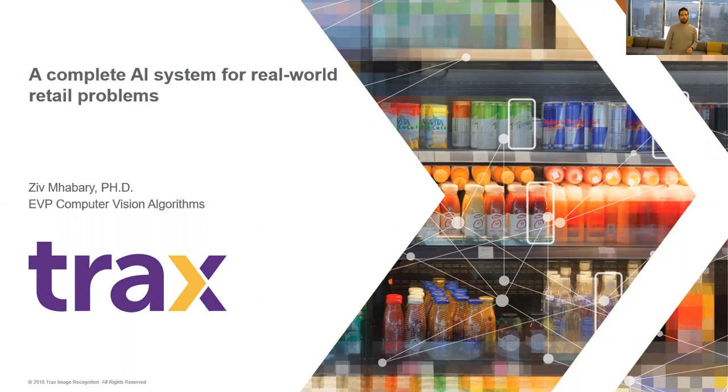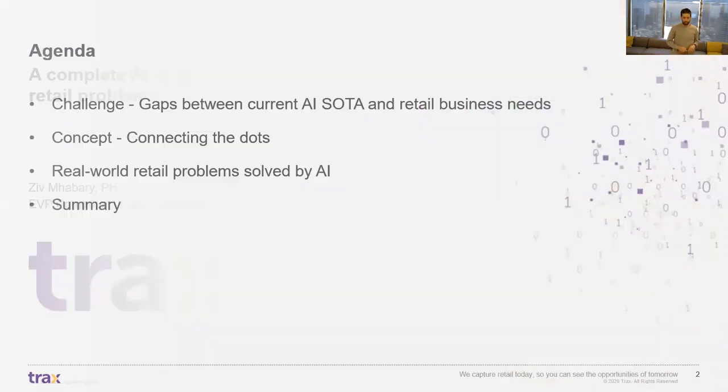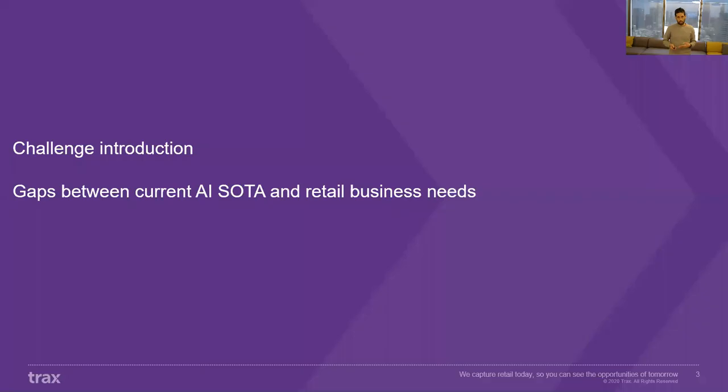Today's session is about how to build a complete AI system that can solve real world retail problems. First, we'll go through the challenge of AI, which is the gap between the current AI capabilities and the retail business needs. Then I will introduce a concept, we name it connecting the dots, which helps us overcome this challenge. And lastly, in order to make this session more tangible, we'll go through three different use cases. We will see how using this concept really helps us to solve those challenges.